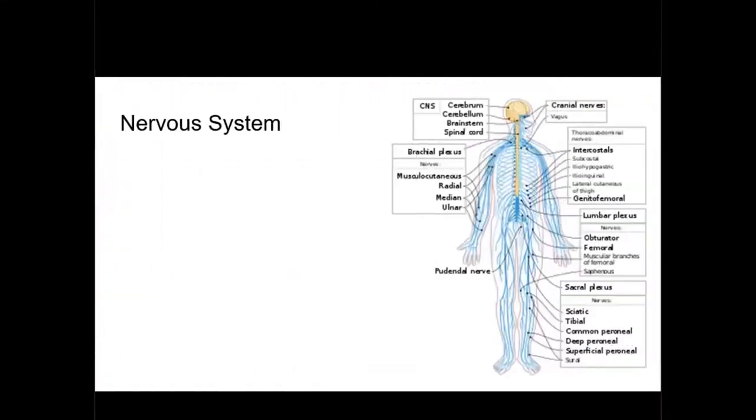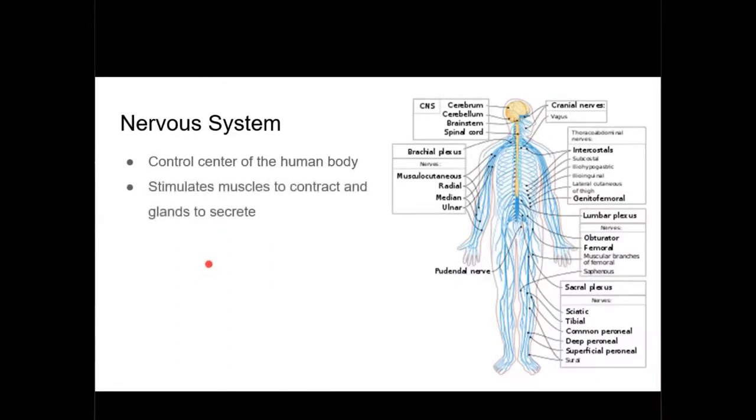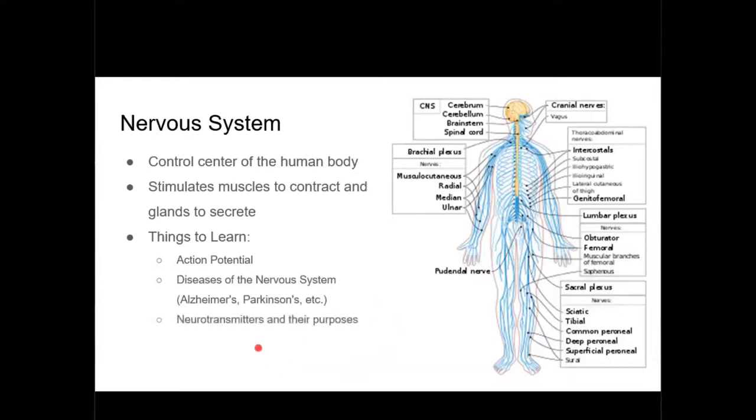So next we're going to talk about the nervous system. The nervous system is the control center of the human body. It uses chemical reactions to stimulate muscles to contract and glands to secrete and other higher level functions. So when going to the TEAS test, you want to know what an action potential is and how neurons use it to communicate. What diseases of the nervous system exist, like Alzheimer's, Parkinson's, stuff like that. You want to know what neurotransmitters are, the different types, and their specific purposes, like dopamine. You also want to know the anatomy of a nerve cell, being able to tell the axon from the dendrites.